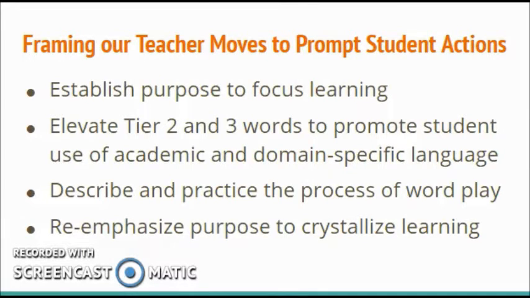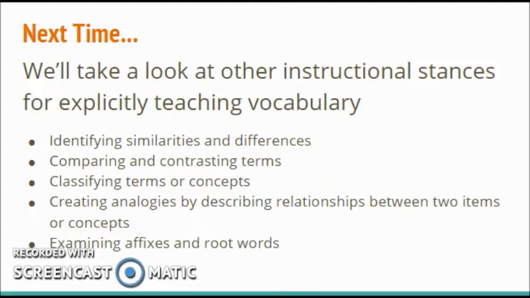In addition to seeing students at play with words by creating metaphors, specific teacher moves that prompted student actions were highlighted throughout this video. Through these intentional teacher moves, students were gradually released so that they might be empowered to use these words in their spoken and written language. As you continue to plan lessons for your students, consider how you might intentionally design lessons for explicit vocabulary instruction by engaging students in a form of wordplay that enables them to craft images, engage feelings, and promote action. We look forward to exploring additional instructional stances for explicitly teaching vocabulary in the third video of this series.